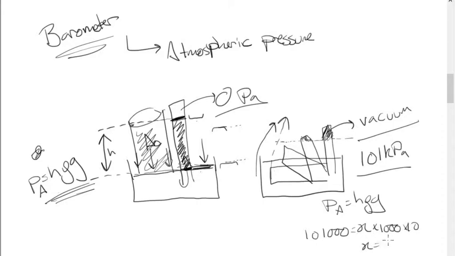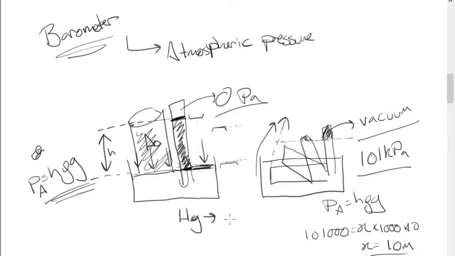X would be 10 meters. 10 meters is pretty high kintu, right? It's approximately the height of 3 stories. Ekta building er 3 tala porjonto 10 meters. So that's why we don't make barometers using water. Instead, we use what? Mercury.